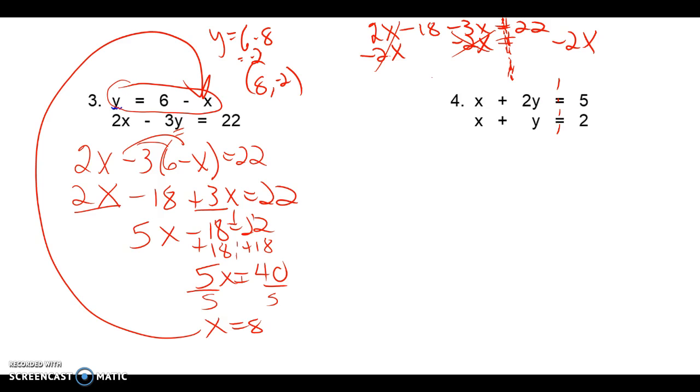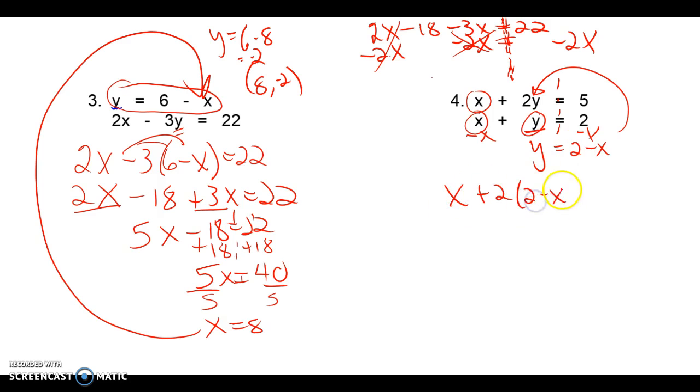All right, number 4. I could solve for this, I could solve for this, or I could solve for that. I have some choices here. So I'm going to pick the y. If I subtract x from both sides, I get y equals 2 minus x. I'll go back to the first equation. Wherever there's y, I'll substitute in this value. They're the same, right?